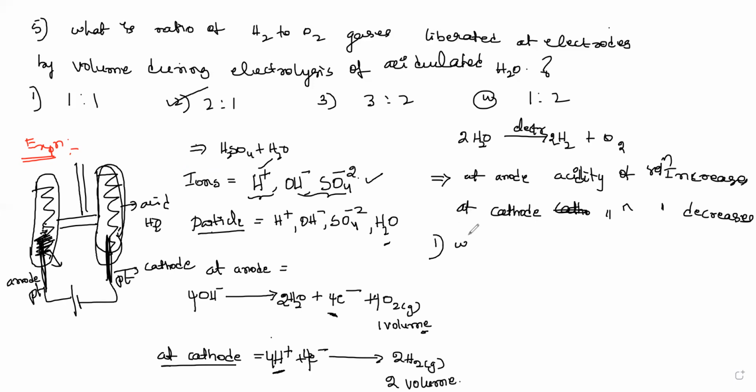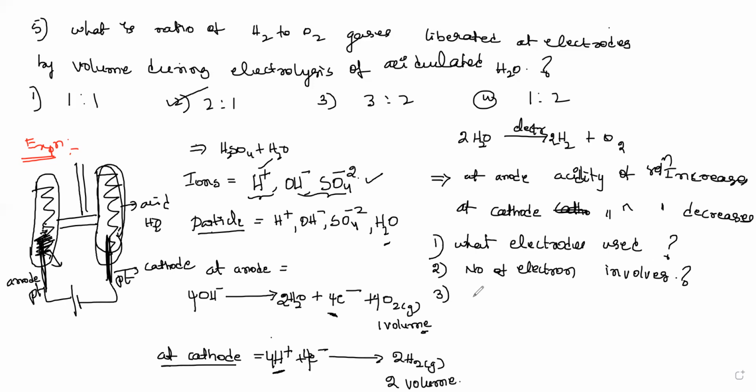That is question number 3. What electrodes are used in the electrolysis of acidulated water? And the number of electrons involved in the process. How many electrons are involved? 4 electrons. And the number of OH minus involved. 4 OH minus. And the number of H plus ions involved in the process. That is 4 H plus.